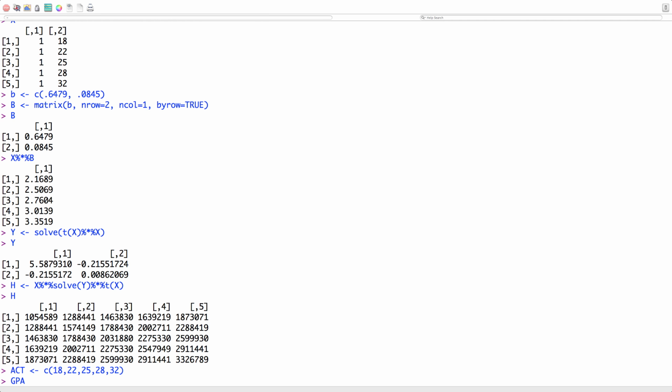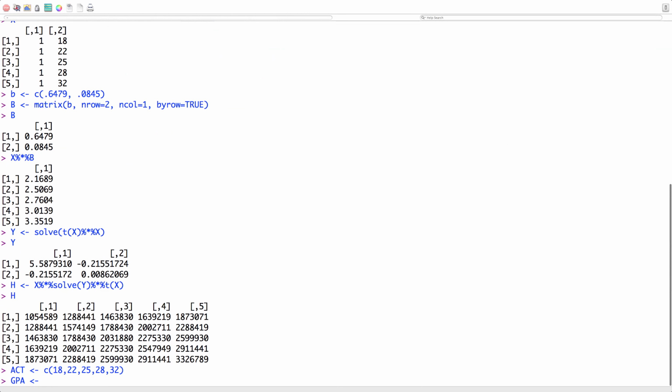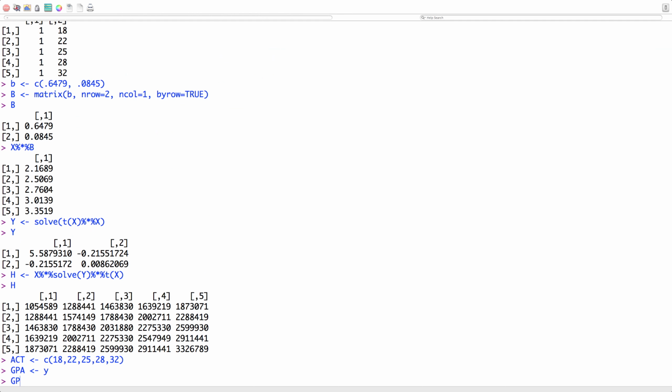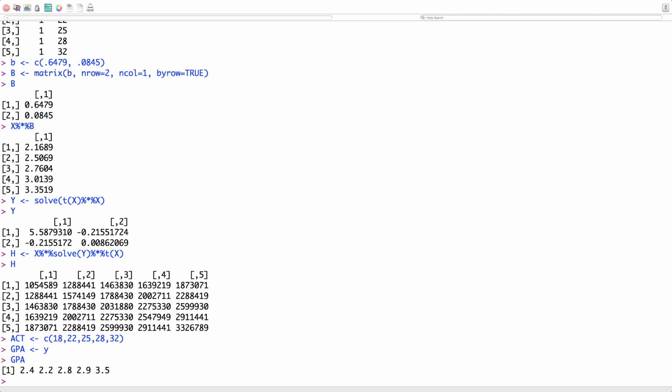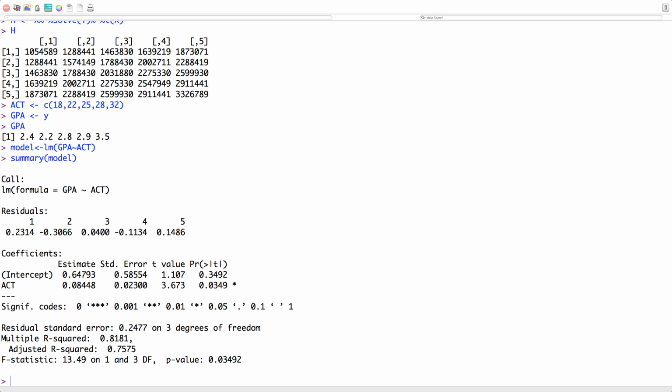And then let's go GPA. I think I just called that Y, so we'll just let that be Y. All right, good. All right, guys, if we run the linear model, let's just call this model, a linear model for GPA predicted by ACT. And then, of course, we can look at the summary of our model.